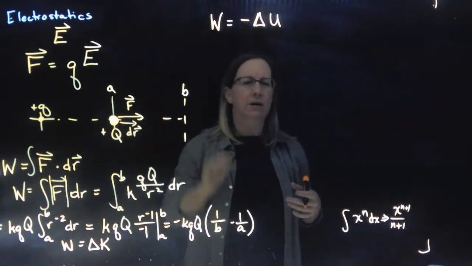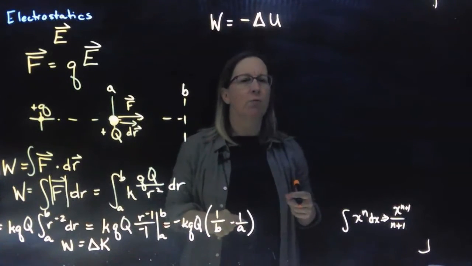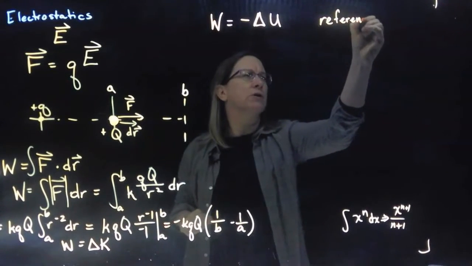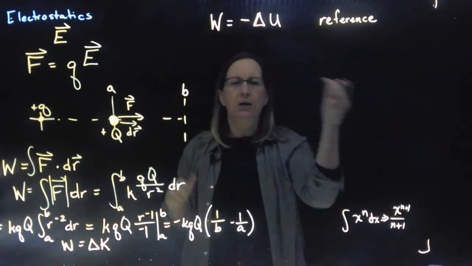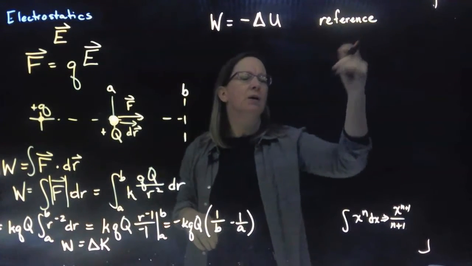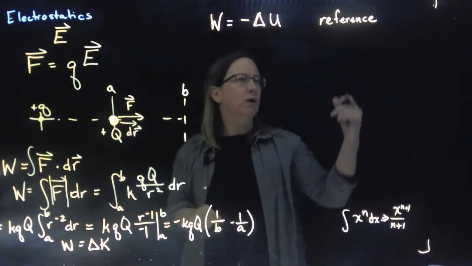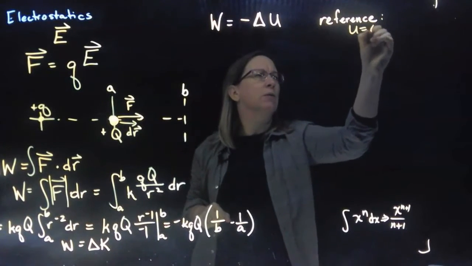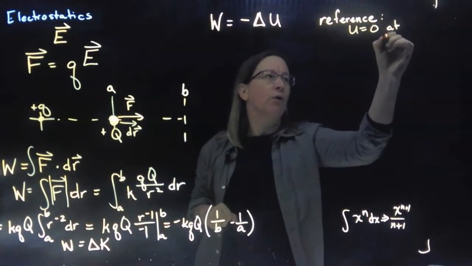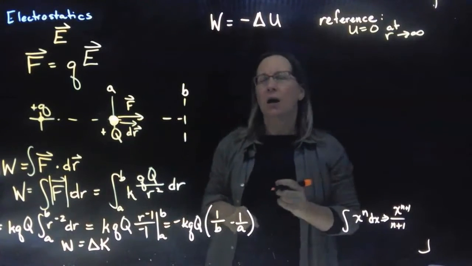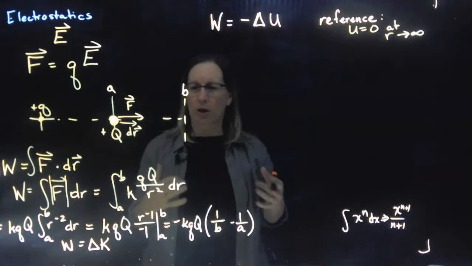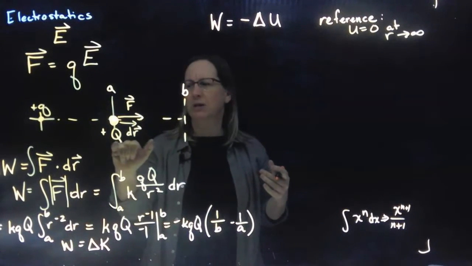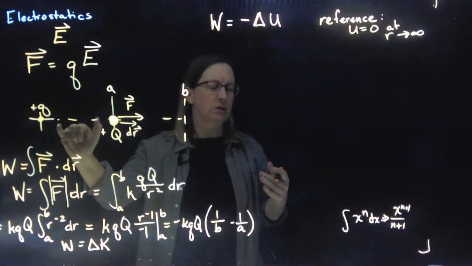For this kind of situation, generally what we're interested in is our reference point, because it's always about a change of potential energy. We say our reference is that U is equal to 0 at a point really far away, at r goes to infinity. And so when we talk about the potential energy, we would describe this as having more and more potential energy the closer it is to plus q.